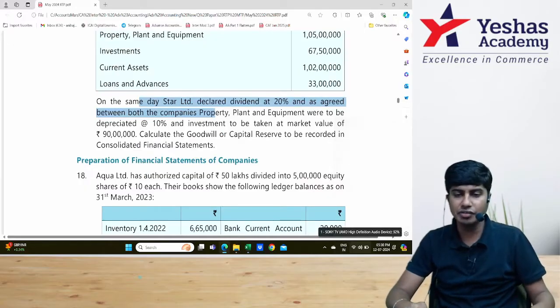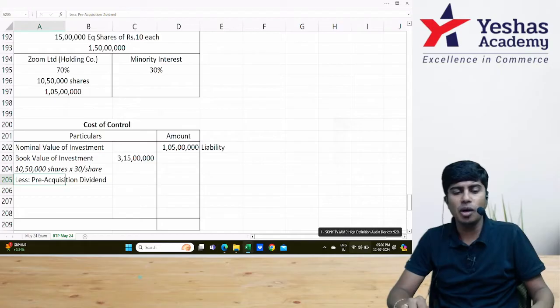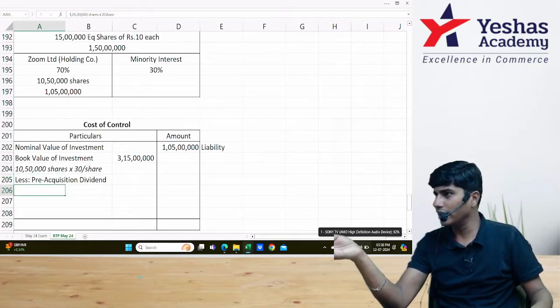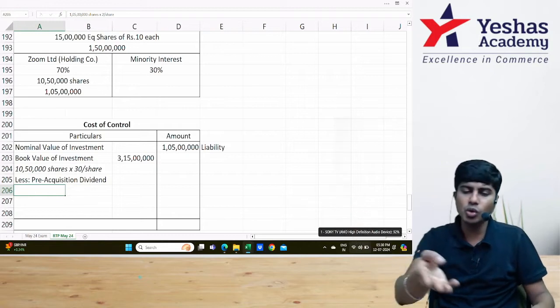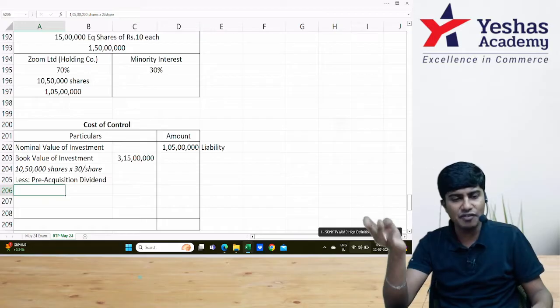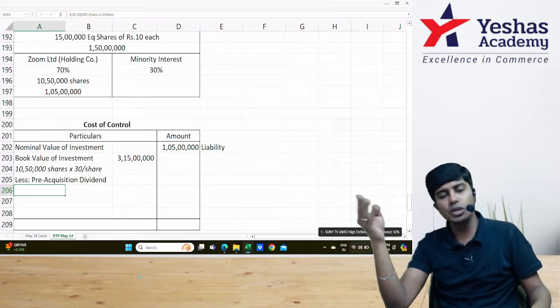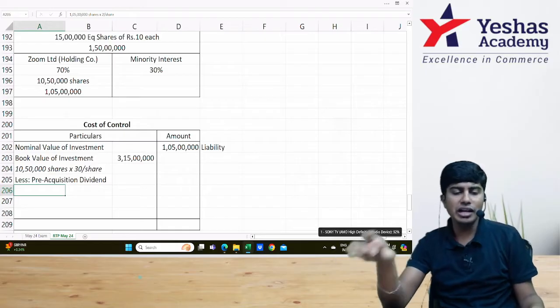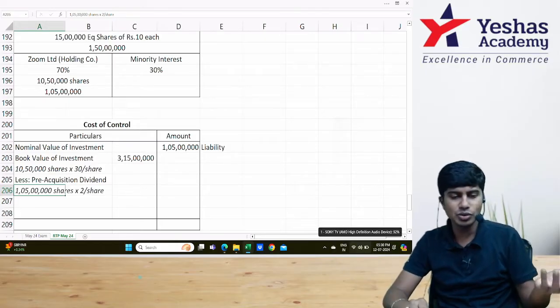How much is pre-acquisition dividend? 20%. 20% of nominal value 10 is 2. You can do 1 crore 5 lakh into 20%. Or you do 10 lakh 50,000 shares into 10 into 20%. Or you do 10 lakh 50,000 shares into 2. You can do it any way.